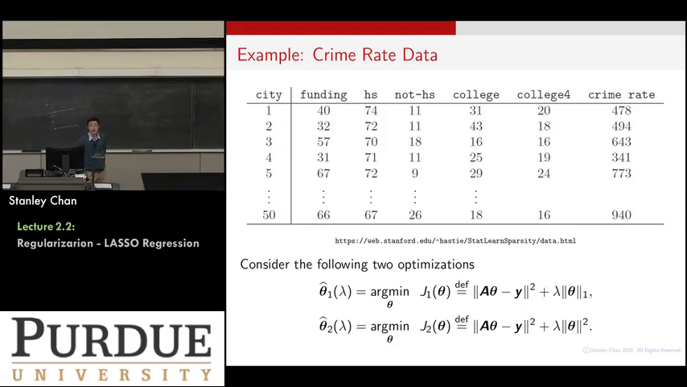So for the remaining 2 minutes, let me just comment on one very practical example. This is a data set that I obtained from a textbook on statistical modeling. There are 50 cities, and they're looking at the crime rate data. There are 5 columns in this data set: the funding for police department, number of residents, the high school degree, and so on.